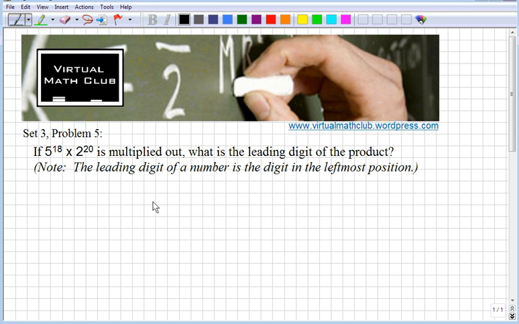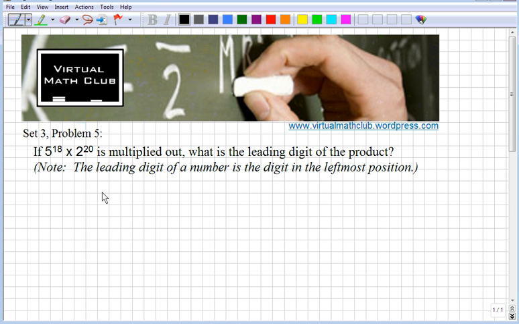All right, problem number 5. We have some exponents. It says that if 5 to the 18th times 2 to the 20th is multiplied out, what is the leading digit of the product? Okay?